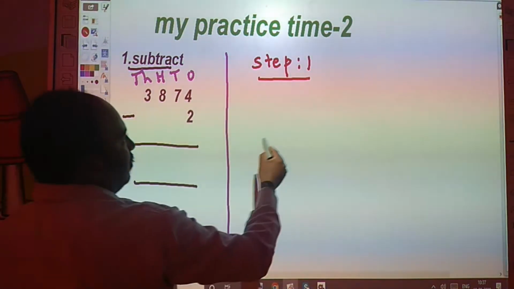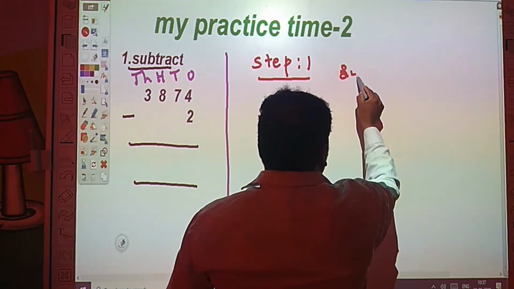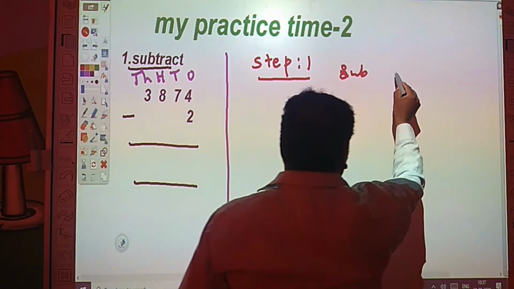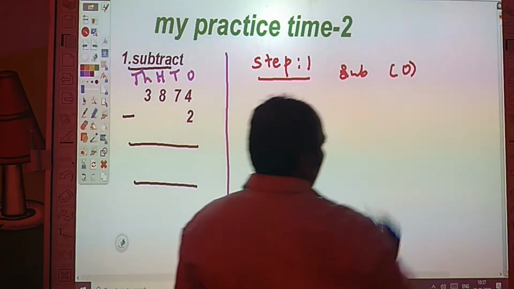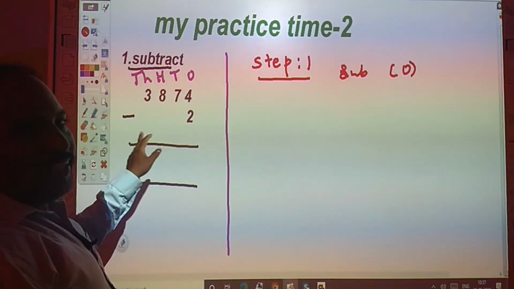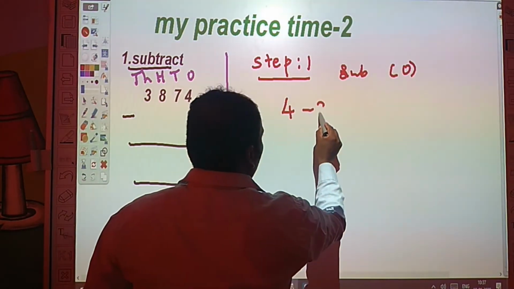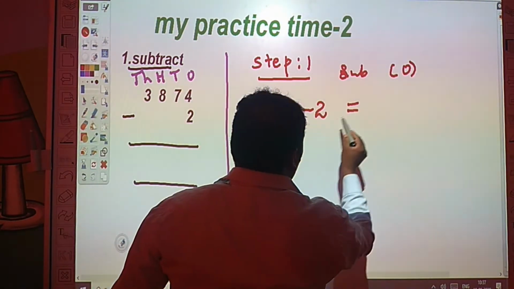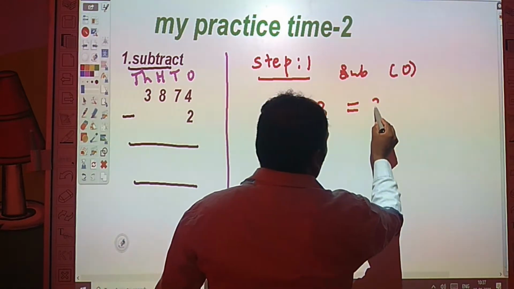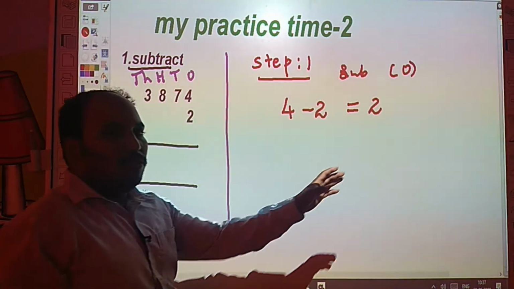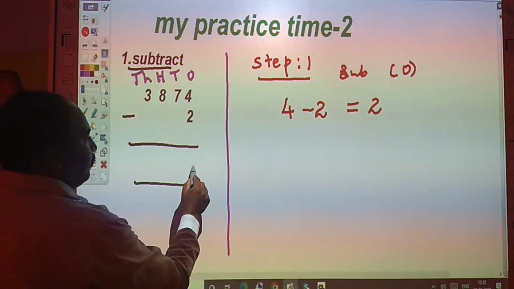Ones place first. You want to subtract ones. 4 minus 2 is equal to 2. The number 2, write in ones place.